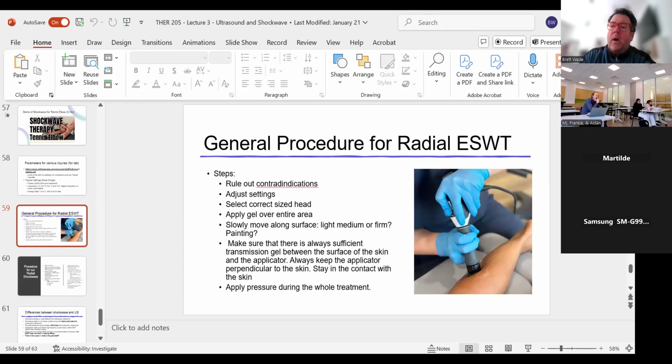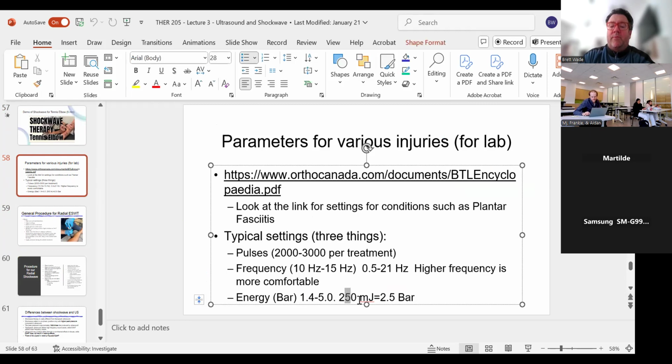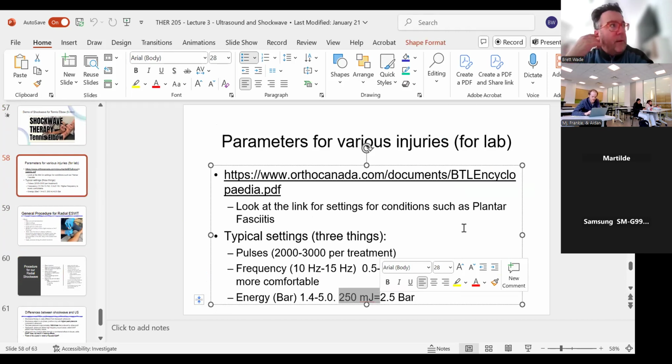Nothing on that. I do have a question on the settings of shockwave, and please note that it is in millijoules. Bar is just a comparable setting, but bar is, I believe, British and millijoules is American. I might have that backwards, but we'll just call it millijoules. That's the setting we've been using on our machine.